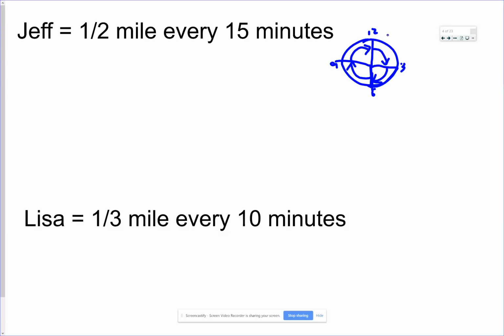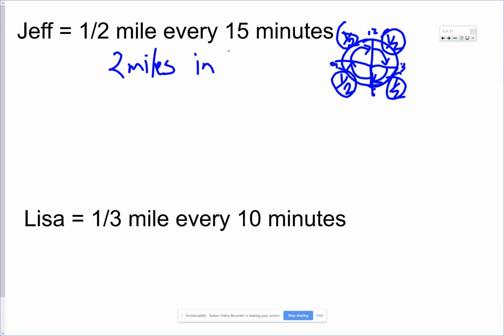He's going a half a mile here, and then in the next 15 minutes, he'll go another half mile. Here he goes a half mile in the next 15 minutes, and another half mile there. If we take all those distances and add them up, half, half, half, half, that gives me 2 miles in a total of 60 minutes, which is the same as 1 hour. Okay, 2 miles in 1 hour, or per 1 hour.